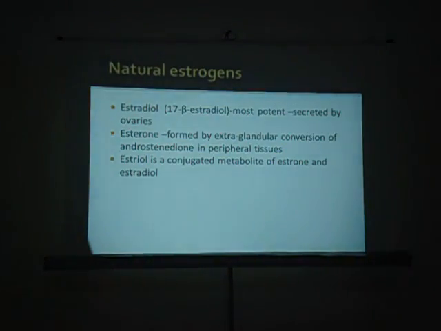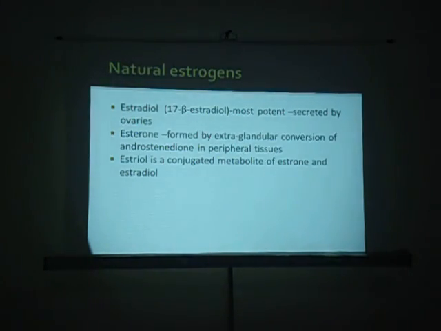Starting with natural estrogens, that is estradiol. It is the most potent and it is secreted by the ovaries. That means it can also be secreted by other organs, but primarily it is the ovaries. Estrone is formed by extraglandular conversion of androstenedione in peripheral tissues. Estriol is a conjugated metabolite of estrone and estradiol.